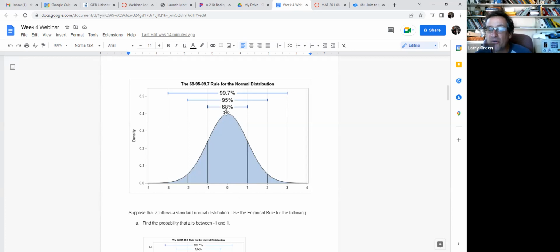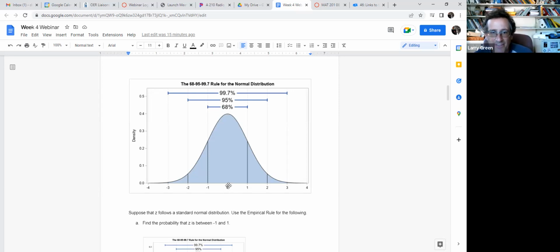This is called the empirical rule. And note it only works when you have a normal distribution. If you have a skewed left distribution, you don't get 68% if you go 1 standard deviation on either side. That really only works for normal. And just to note, 68% is rounded to the nearest whole number.